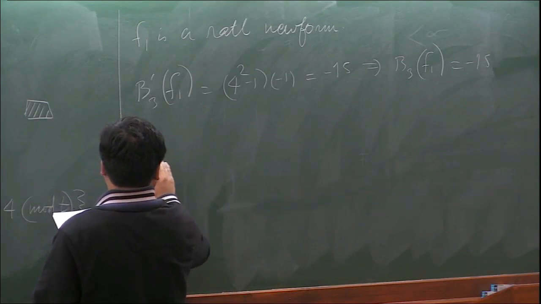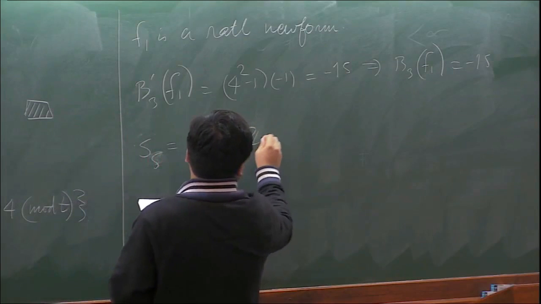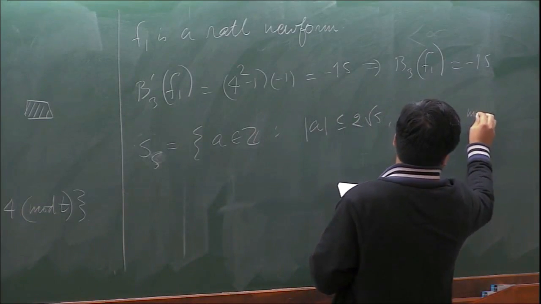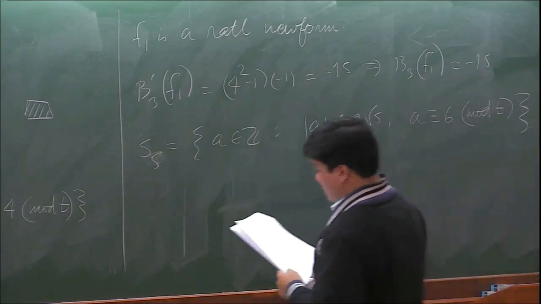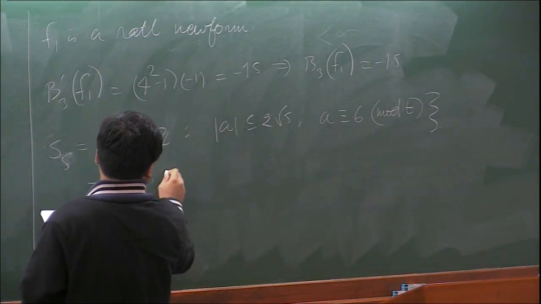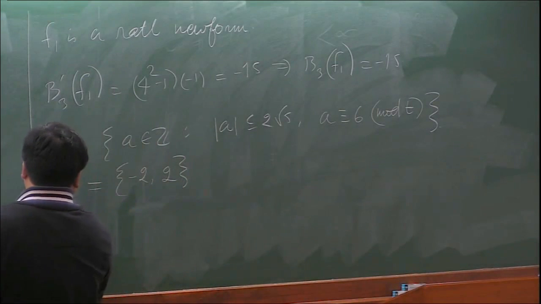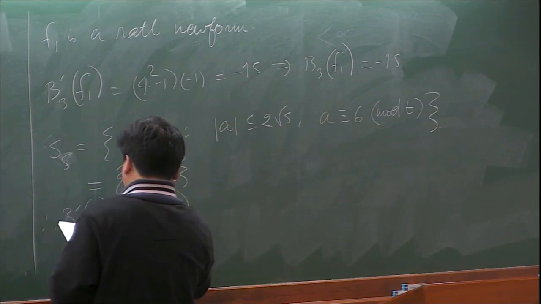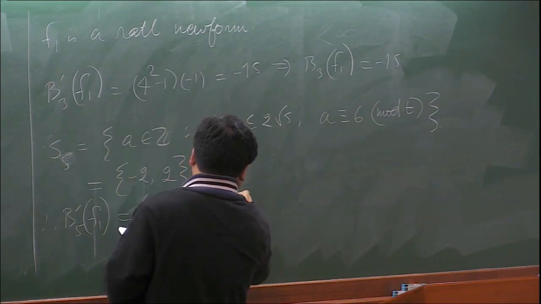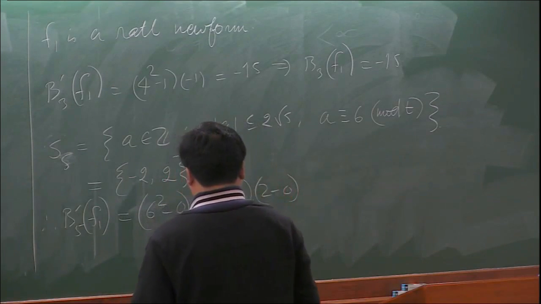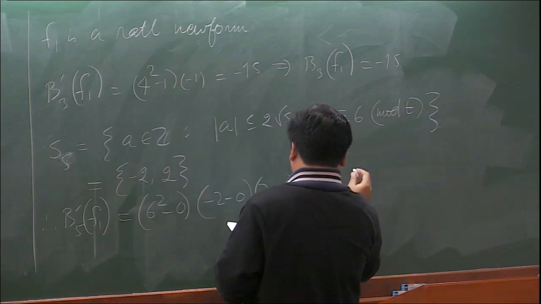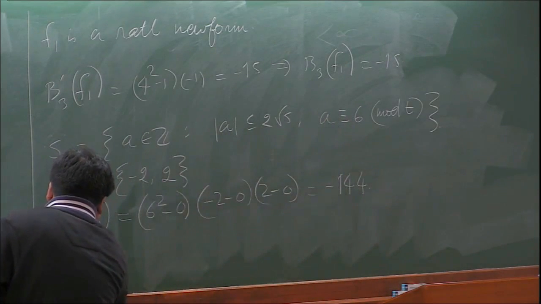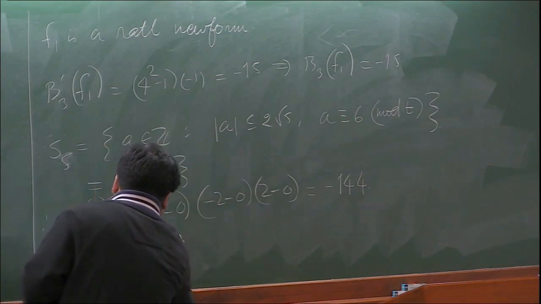Now next consider S5. S5 is all those A such that 2 root 5, and then A should be congruent to 6, but mod T. Okay, and this turns out to be minus 2 and plus 2, plus minus 2. Therefore, B5 prime F1 is equal to, so here 6 squared minus 0, right? L plus 1 whole squared minus 0, and then negative 2, negative 0, and then 2 minus 0 here. So you have here 36 times 4, and then a negative sign here, so that's minus 144, right? So therefore, B5 F1 is equal to minus 144, right?